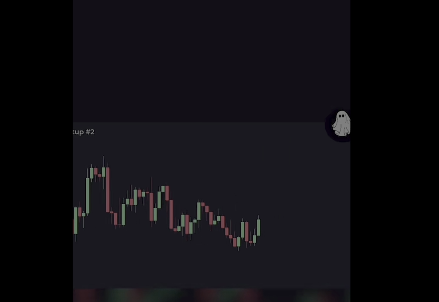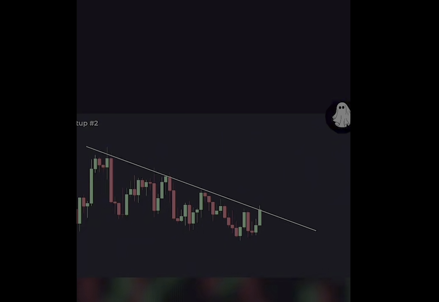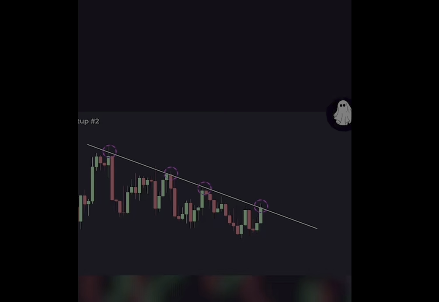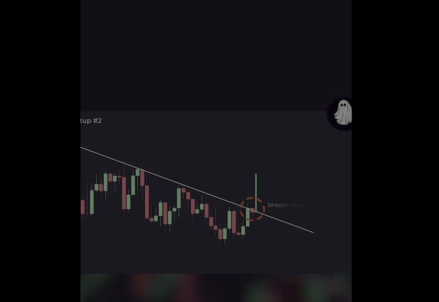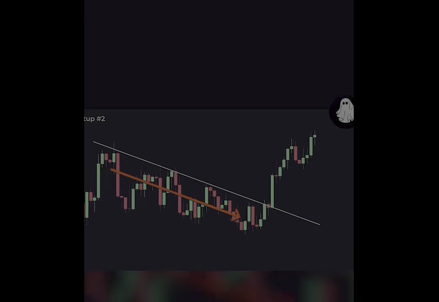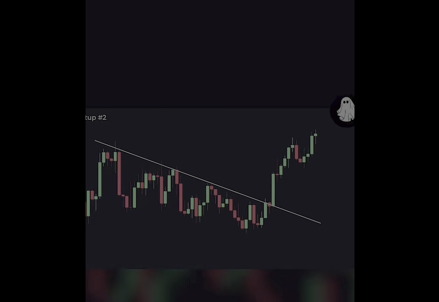Now, the second reason why trend lines are useful is that if price breaks a trend line, it could signal a possible change in trend direction. For example, in this chart, we've applied a trend line by connecting the swing highs, and it clearly shows that the market is in a downtrend. But right here, price broke above the trend line, and soon after, the trend shifts from a downtrend to an uptrend.